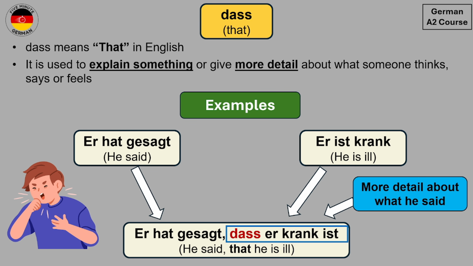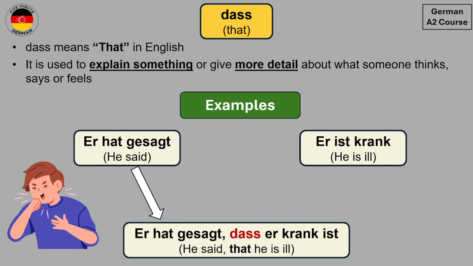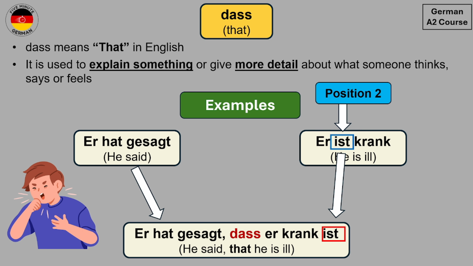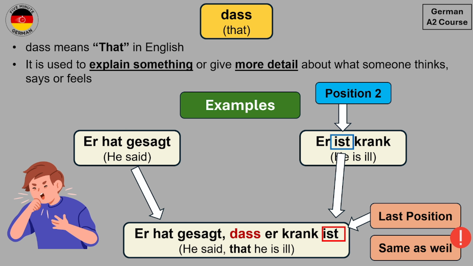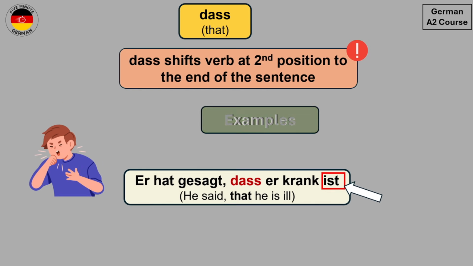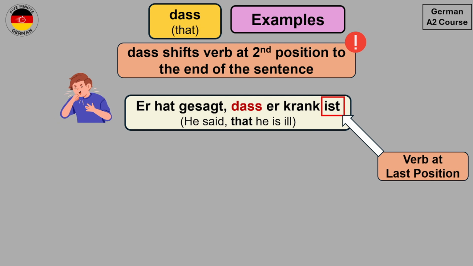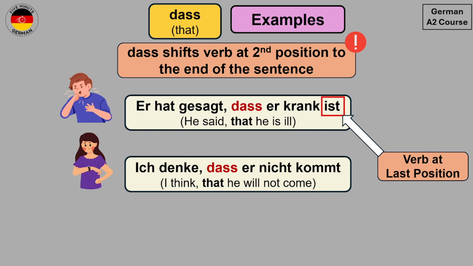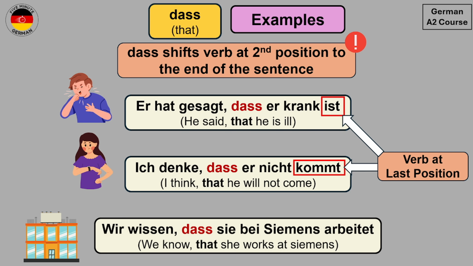And another important point over here is that when we use dass, then the verb at second position goes to the end of the sentence, which is the last position. And this is the same as we saw with weil. So we can say that dass shifts the verb at second position to the end of the sentence. Now let's take a look at a few more examples with dass. So we have the sentence Ich denke, dass er nicht kommt. I think that he will not come. Now over here you also see that the verb goes to the last position when we use dass. Another example can be Wir wissen, dass sie bei Siemens arbeitet. We know that she works at Siemens.